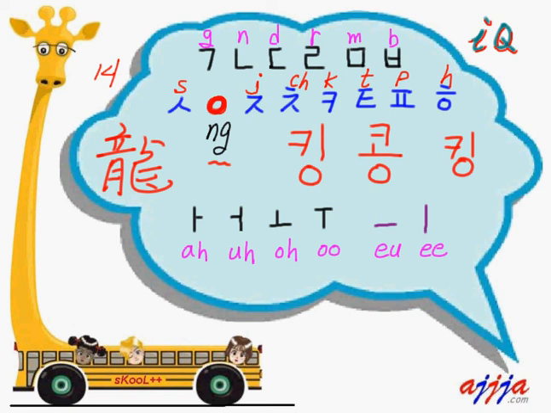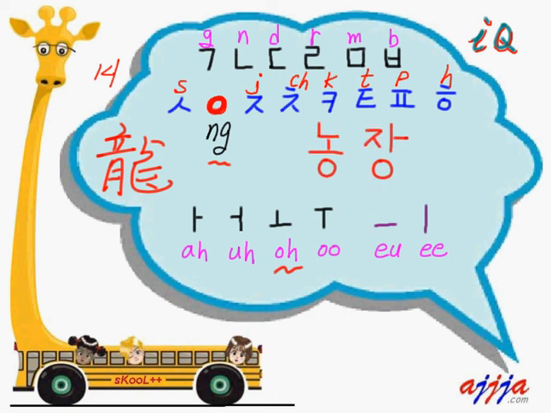K, O, see, right here, O. Then, King Kong. Okay, the first one is the N, right? Right here, N. Next one is the O. Next one is the N. N, Ong, Nong. That's it, Nong, right here. Then, J, A, Ng, Jang.